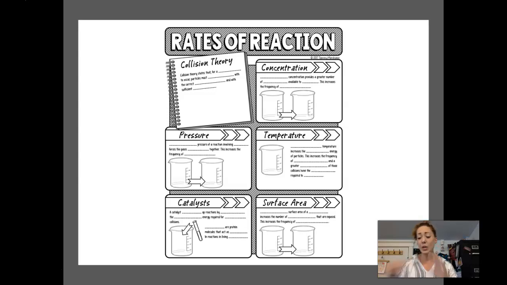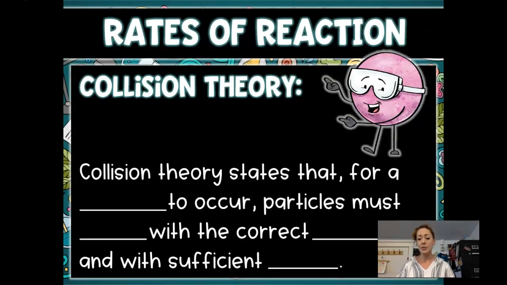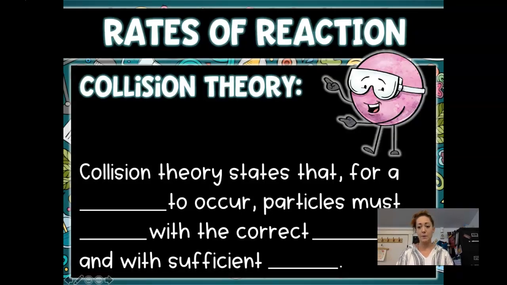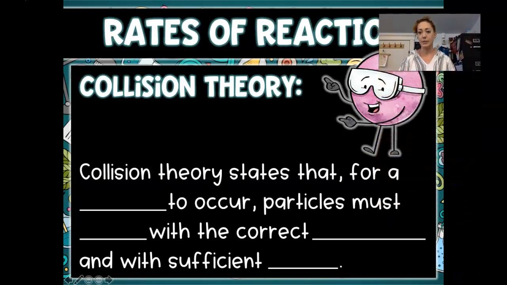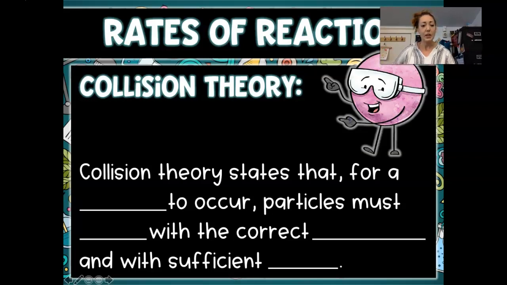So, we are looking at how these different chemical reactions take place and at what rate they do. There's a few different theories with this. And I'm going to move my face up here so I don't cover up things. Okay, so our first theory is collision theory.